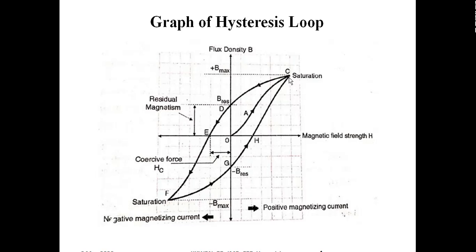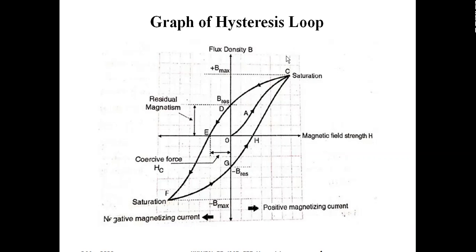After this point, if we again reduce the current in the same direction that flows through the coil as is shown in the previous figure, then that decrease of current will also decrease the magnetic flux density or magnetic flux in the coil, but it will lag behind the decrease in magnetic field strength H, and we will end up at the point B.